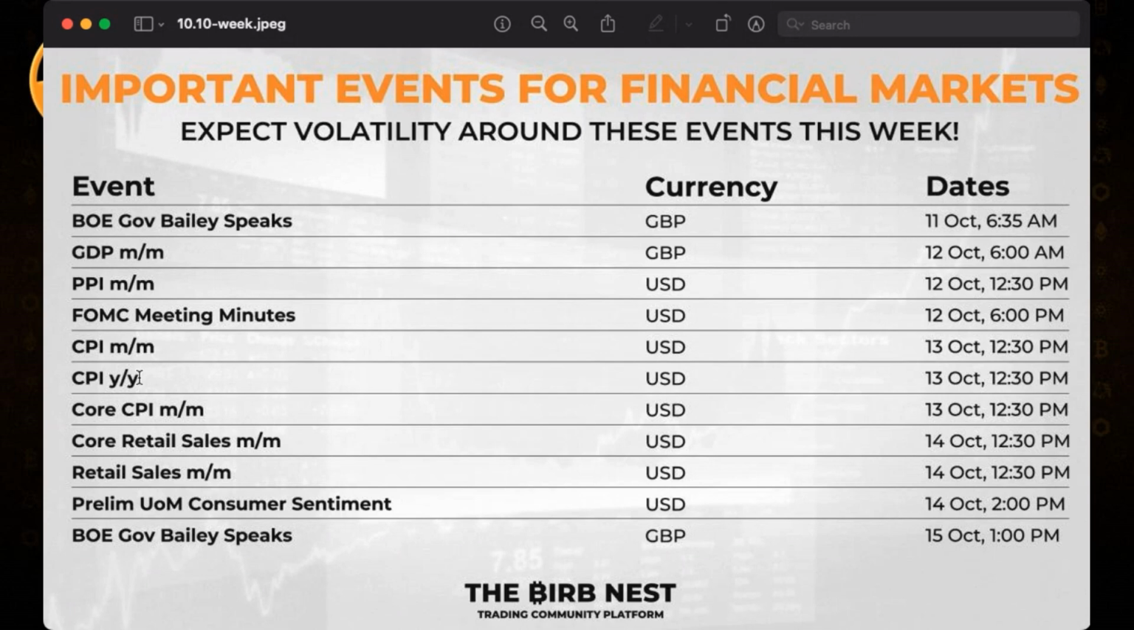13th, we've got CPI. And then as we can see, as we go down here, we've got core retail sales incoming on the 14th, retail sales both month on month. And then we close back down into the week, all the way down here on the 14th with the prelim UoM consumer sentiment report. Okay, that always has the ability to move the market. And then we're back in on the 15th here again with Bailey speaking once more. So in terms of the key events we got coming up this week, we can see there's a lot of potential for volatility.